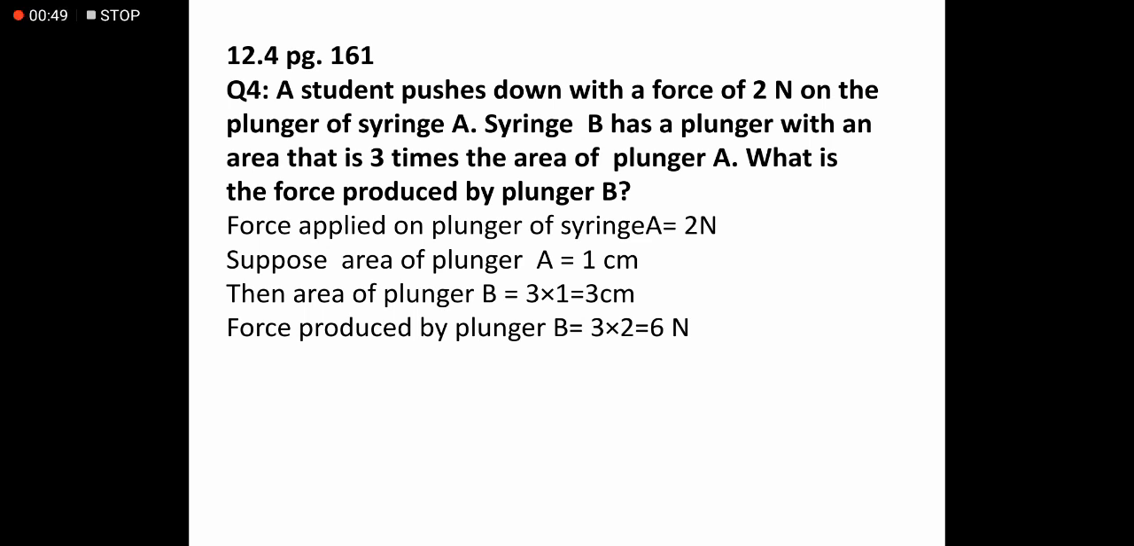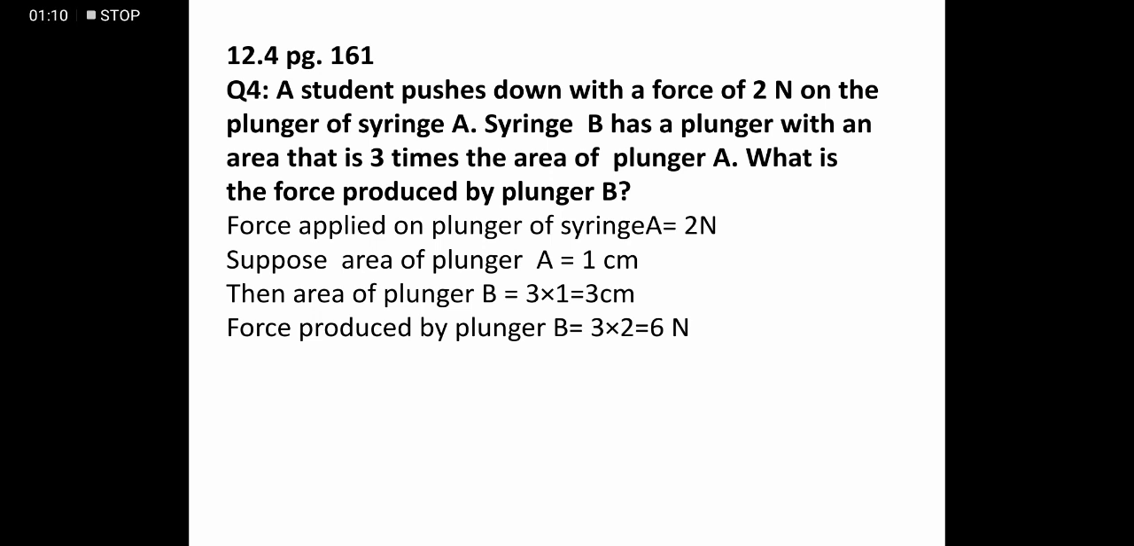Force applied on plunger A, the plunger of syringe A, is equal to 2 Newton. Suppose the area of plunger A is equal to 1 centimeter. As it is not mentioned in the statement, we will suppose it is 1 centimeter. Then the area of plunger B is 3 into 1, because it's 3 times the area of plunger A, which is equal to 3 centimeter.